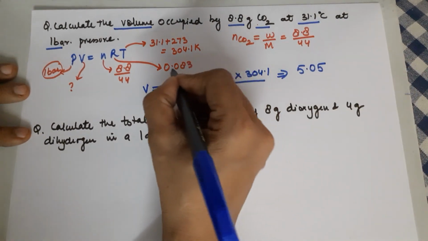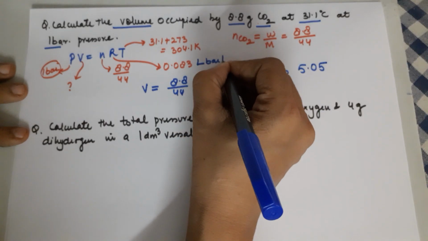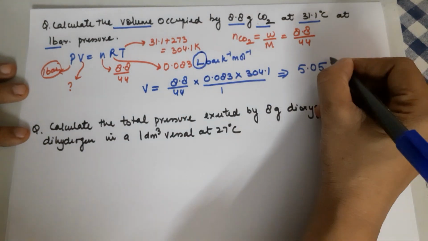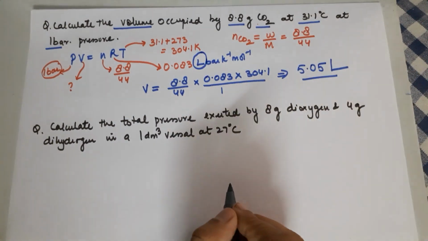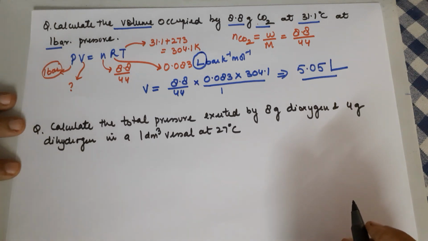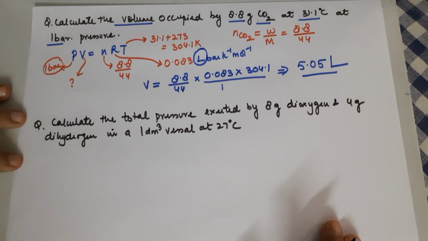Your R value is 0.083 liters, bar, Kelvin inverse, mole inverse. Therefore, the volume is to be reported in liters. Am I clear on that? I hope you are understanding the concept of numericals. For those of you who are normally struggling on numericals, I hope this class helps you out.